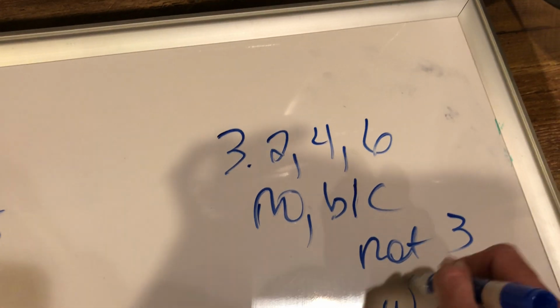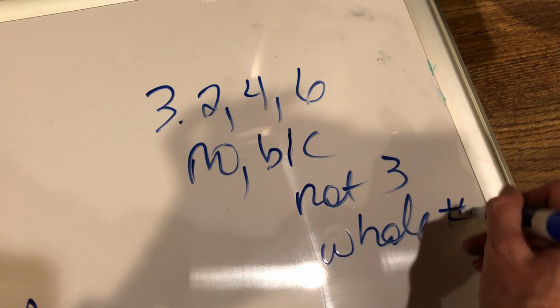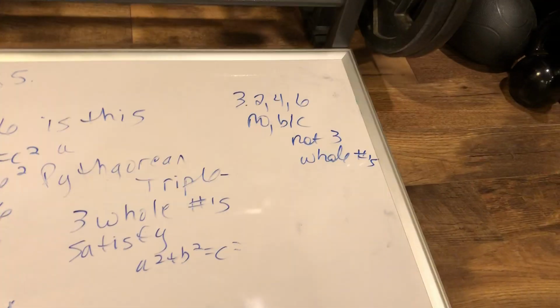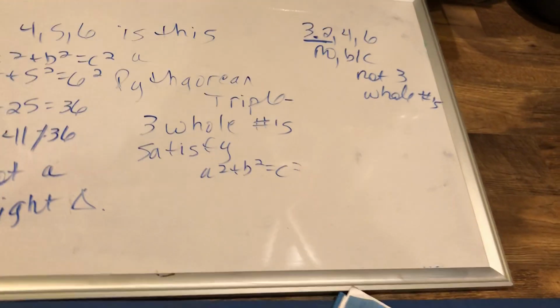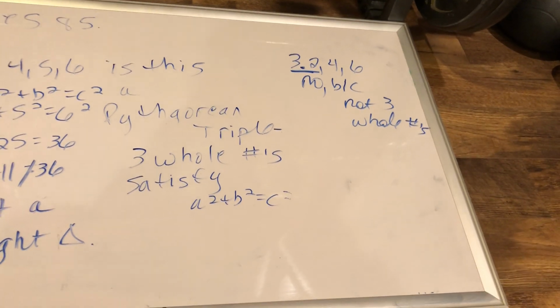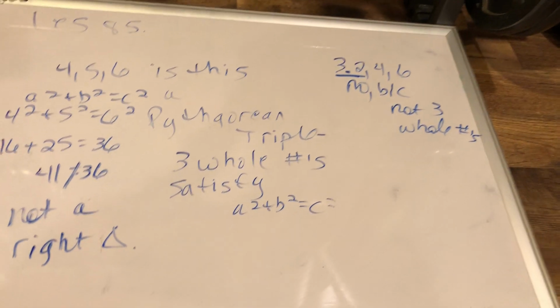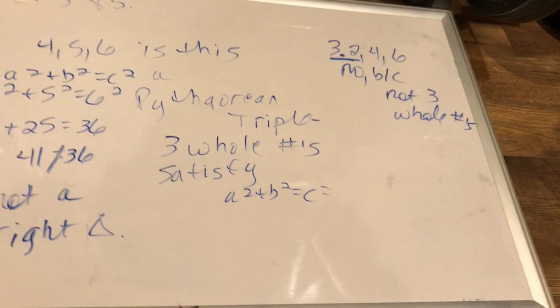It's not 3 whole numbers, so we don't even check it. So you just go on. You put no, circle or underline the problem. The 3.2 is the problem because it's not a whole number, and go on to something else. But you've always got to make sure they're whole numbers first, okay?